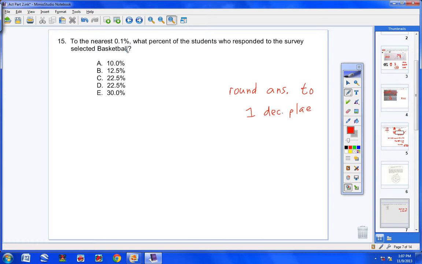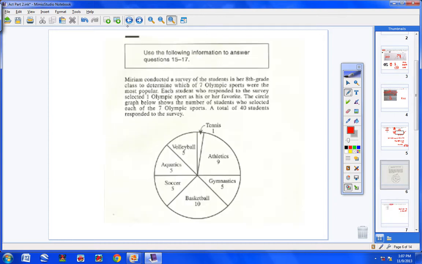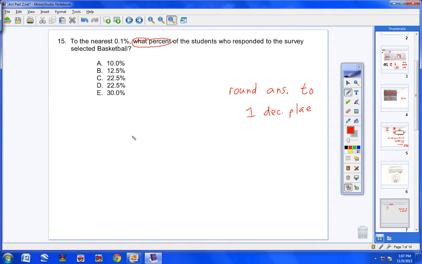To the nearest 0.1%, what percent of the students who responded to the survey selected basketball? Now, it doesn't say how many selected basketball, what percent. Let's go back and look, okay? Basketball. Here it is. 10 students selected basketball. Now, how many total students were there? 40. So hopefully you know by now when you're looking for a percentage of something, you put the possible number in the bottom or the total, whatever word you like to use, and up top we put the actual number.